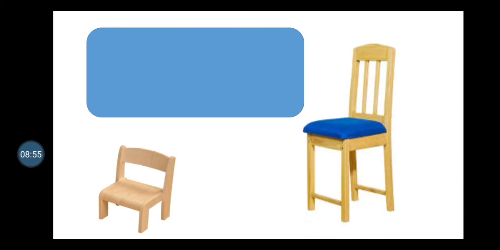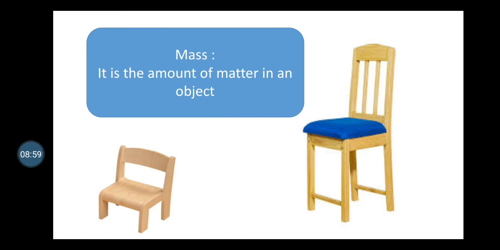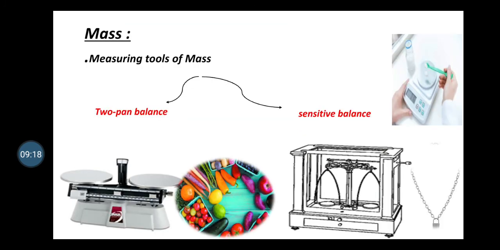Here we have a chair, a small chair and another big chair. We found that the small chair has less mass, or is lighter than the big chair. Why? Because it has a smaller amount of matter than the big one. It has more wood inside it. So the mass is the amount of matter in an object.